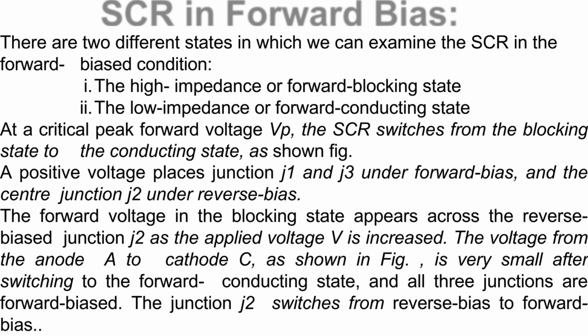A positive voltage places junctions J1 and J3 under forward bias and the center junction J2 under reverse bias. The forward voltage in the blocking state appears across the reverse biased junction J2 as the applied voltage V is increased. The voltage from the anode A to the cathode K, as shown in the figure, is very small after switching to the forward conduction state, and all three junctions are forward biased. The junction J2 switches from reverse bias to forward bias.